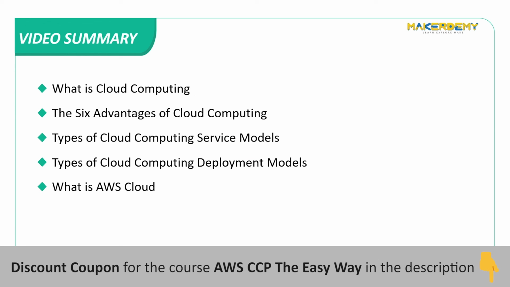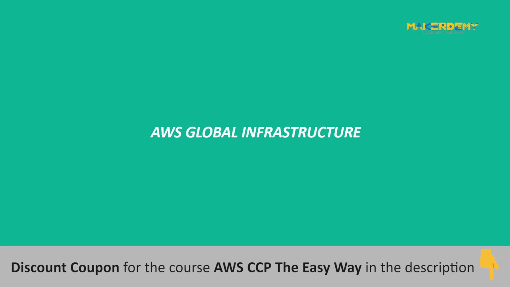Summary. In this video, we have covered the following topics. What is cloud computing? The 6 advantages of cloud computing, types of cloud computing service models or IaaS, PaaS, SaaS, types of cloud computing deployment models, that is public, on-premise, hybrid. What is AWS Cloud? In the next video, we will learn about AWS Global Infrastructure.